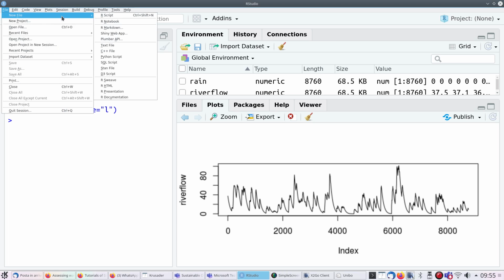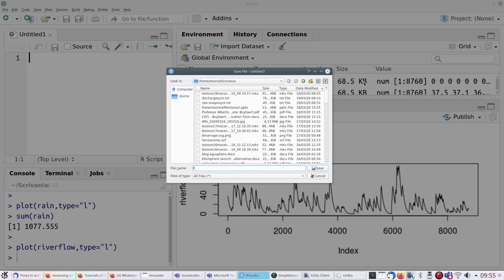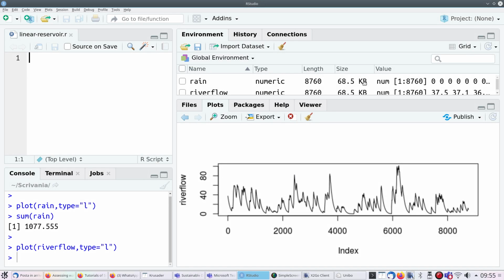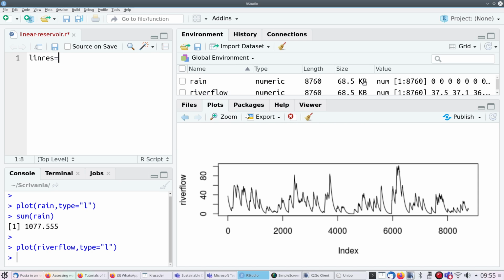Oops, New File, R Script. Here I am. Let's save it, and I save it as linear reservoir dot R. Good. And then I'm ready to start. If I am too fast, please let me know.